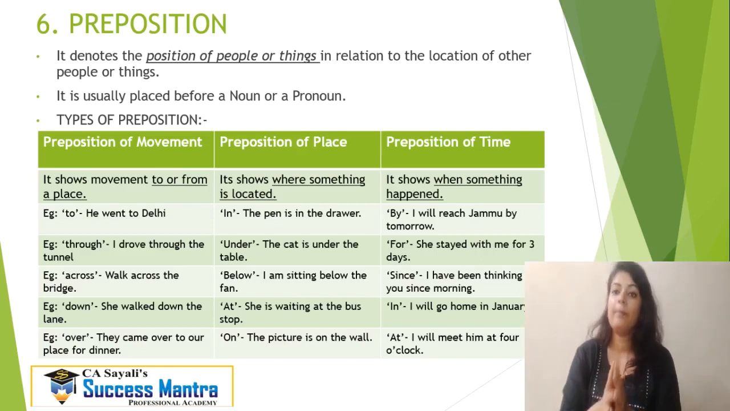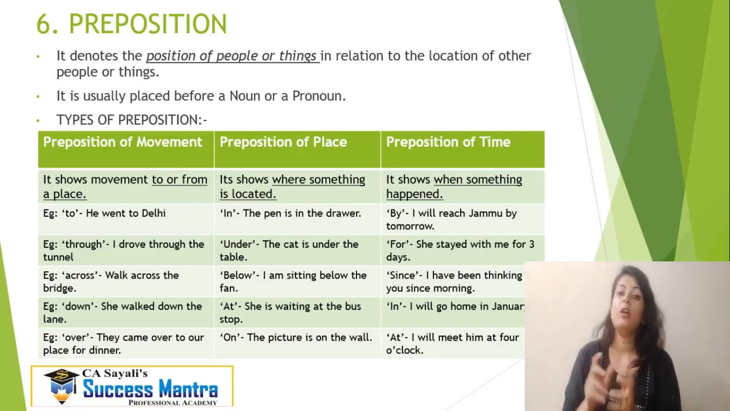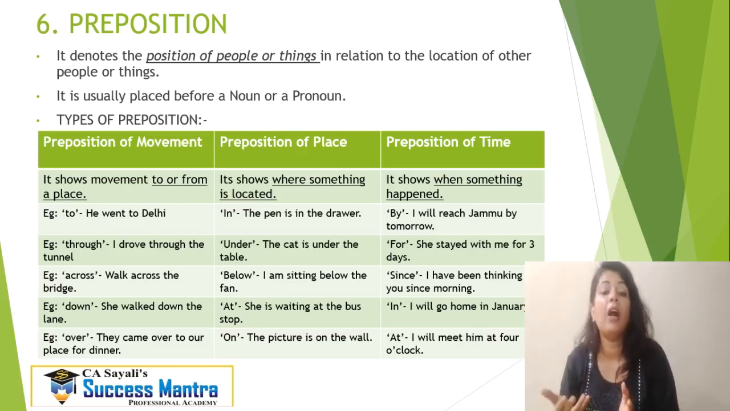For example, if I am saying that the cat is under the table, तो जो मेरा word है under, this is nothing but a preposition. तो ये जो word है under वो क्या depict करता है कि cat कहाँ पर है?